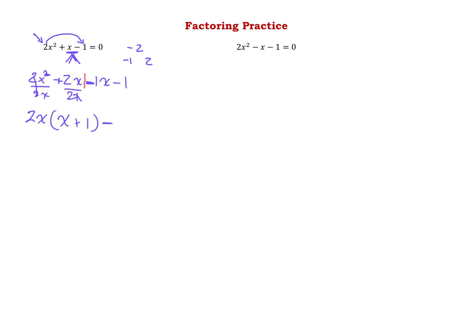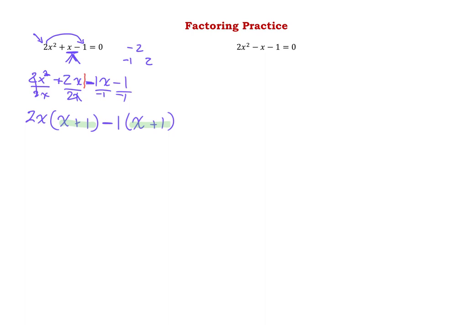And now I don't have a factor in common, so I need to write something. So I write a 1. So I'm dividing this term by -1, I get +x. I divide this by -1, I get a +1. When these two in the parentheses are the same, you know you've done it right.